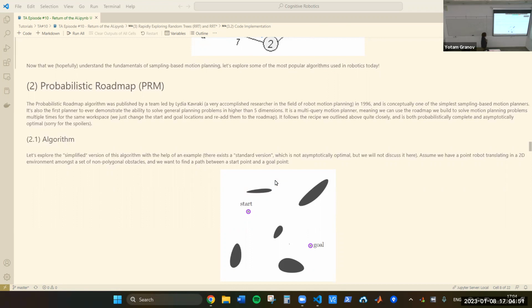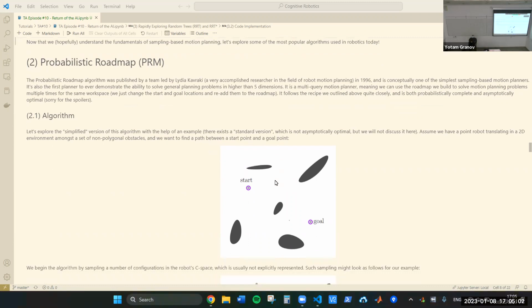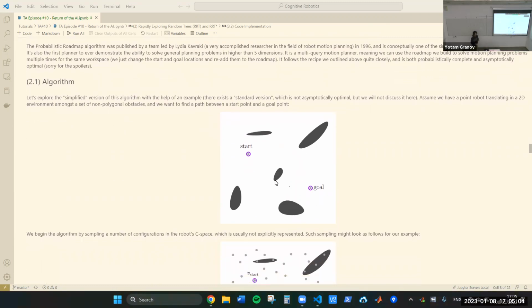It's the first motion planner to give efficient solutions in dimensions higher than 5, which is a very, very big deal. You have 6-DOF robots, for example. And it also is a multi-query motion planning algorithm, which means that once I have the roadmap that it's going to build, I can use it multiple times. I can ask it for multiple configurations of certain goal points, and we can easily calculate the best path multiple times between any start and goal point that we want.